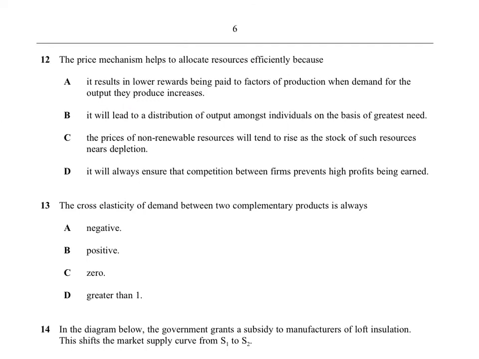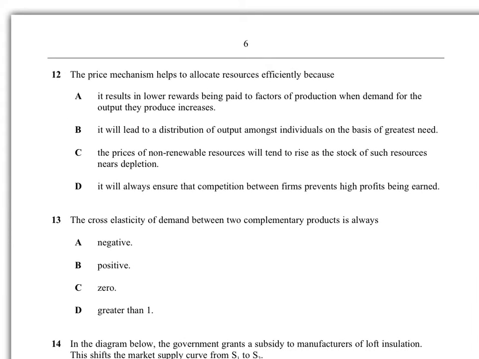Question 12. The price mechanism helps to allocate resources. The answer is C. Why? Because the price of non-renewable resources will rise. Non-renewable means they're going to run out. Therefore, as those run out, prices go up as they become more and more scarce. So this is the rationing function of price.